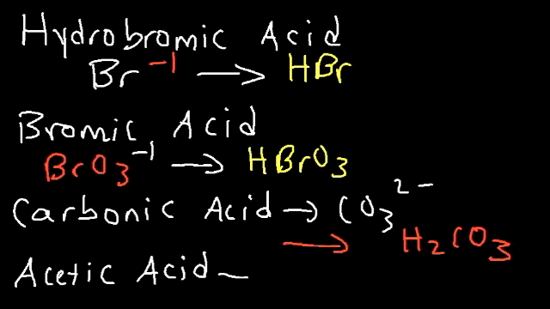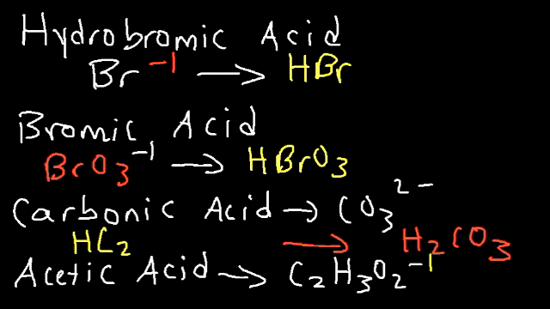And for acetic acid, it comes from the polyatomic ion acetate, C2H3O2-. Because it has a -1 charge, if you want to write the formula for acetic acid, we need to add 1 hydrogen to it. So it's going to be HC2H3O2. For organic acids, notice that the hydrogens are separated. The hydrogen that's in the front, that's the acidic hydrogen. The hydrogens in the middle are not acidic.